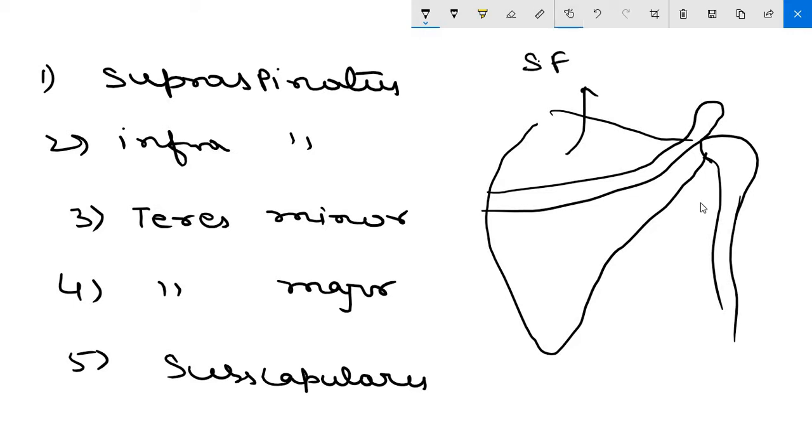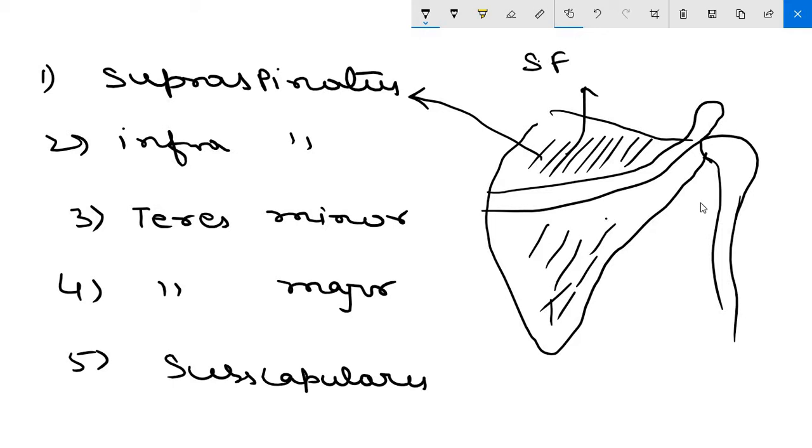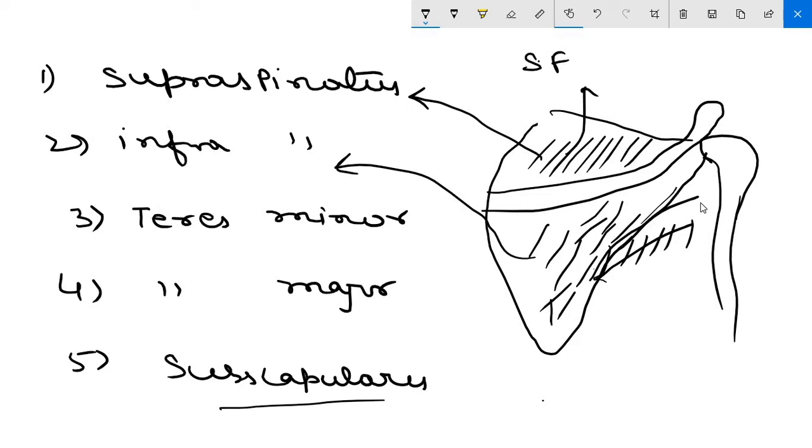Now from the medial 2/3 of the supraspinous fossa, the muscle taking origin is supraspinatus, and from the infraspinous fossa the muscle taking origin is infraspinatus. Clear? Now from the upper 2/3 of the dorsal surface of the lateral border, the muscle taking origin is teres minor. And from the medial 2/3 of the subscapular fossa, the muscle taking origin is subscapularis.